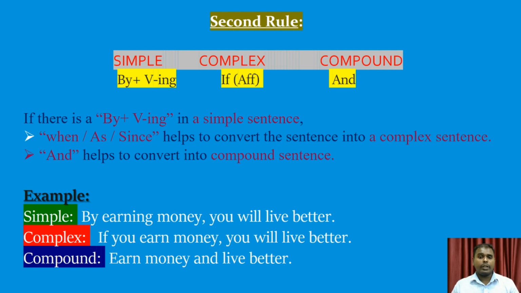By earning money, you will live better. This type of simple sentence can be converted into complex by using the subordinating conjunction if, when, as or since. So look at the example. If you earn money, you will live better. Likewise, if it is converted into compound, then it can be converted by using the coordinating conjunction and. Look at the example. Earn money and live better. So these three sentences have been converted into another form without any change in their meaning, isn't it?